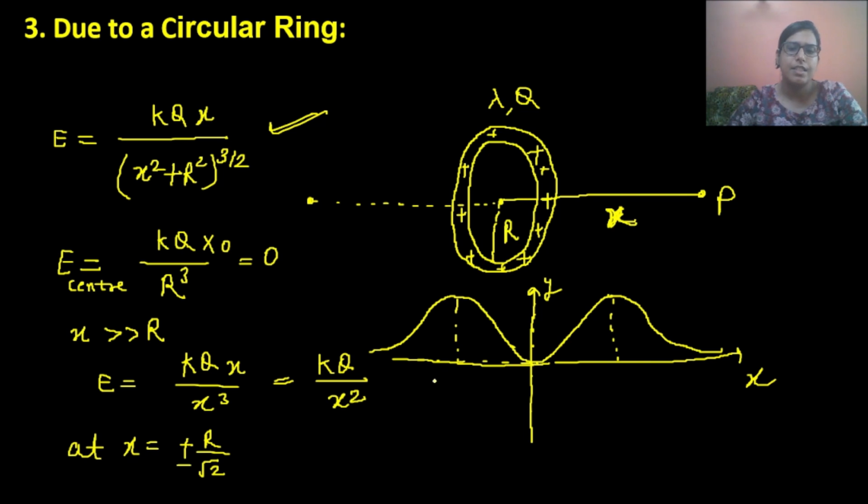And this distance will be x equals to r by root 2. This will be minus r by 2 and this will be plus r by root 2. Here will be the E maximum. Remember this graph also.